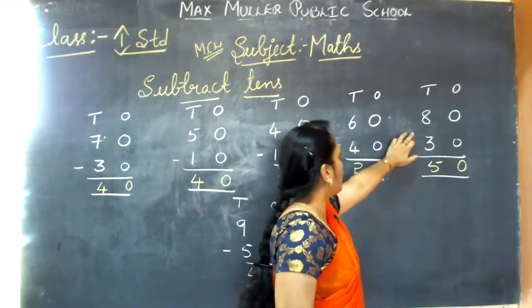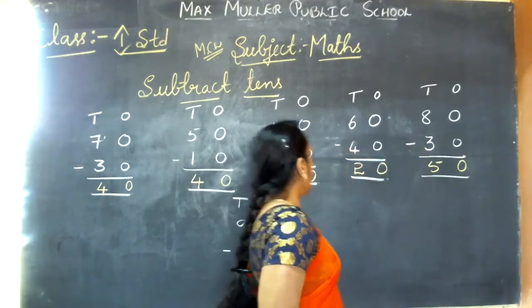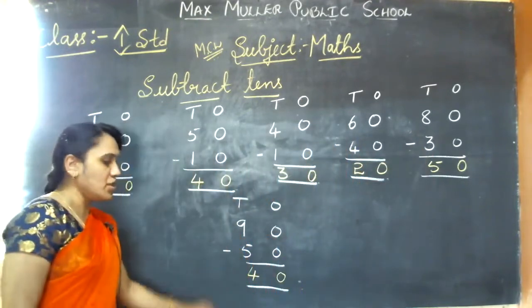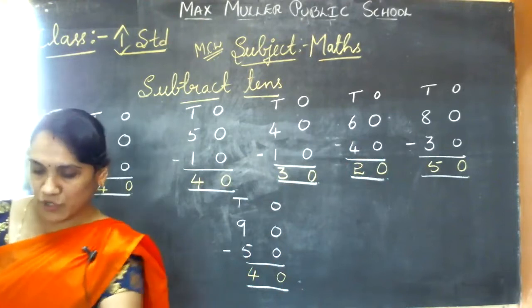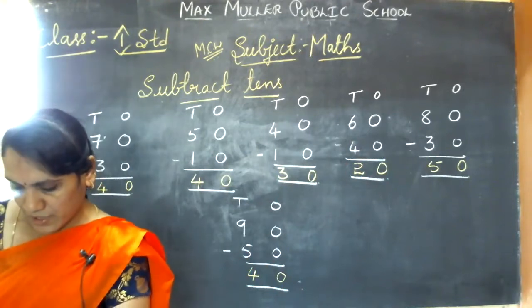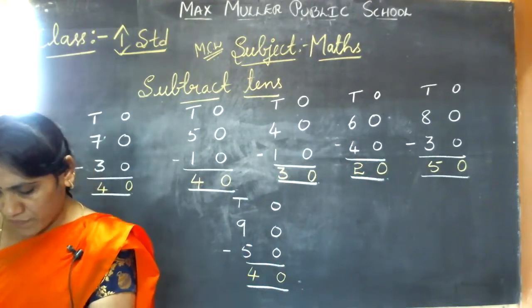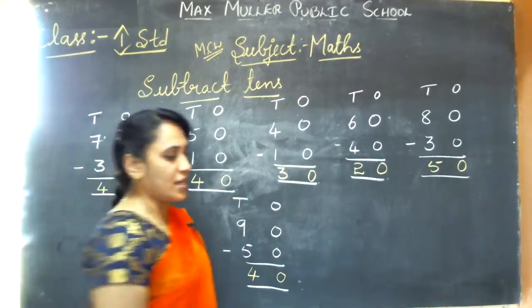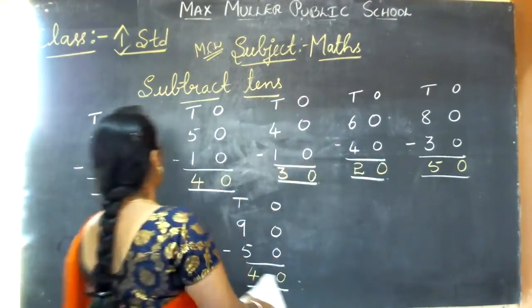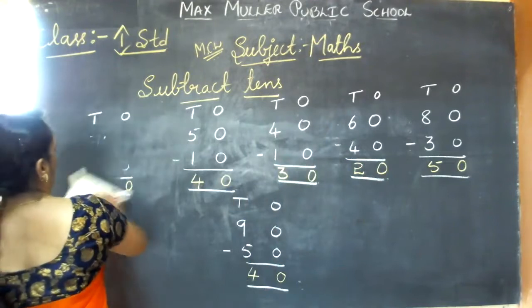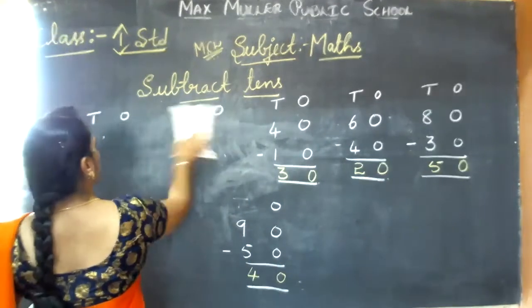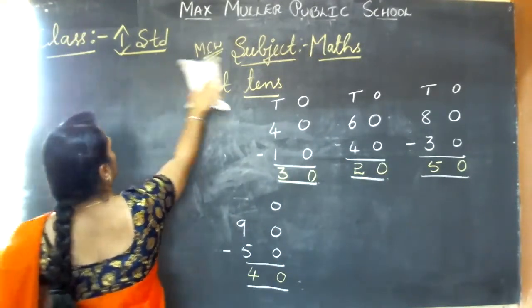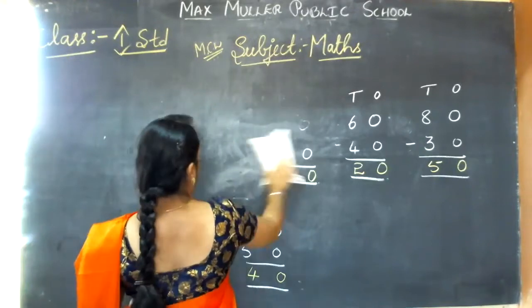How do you know? Keep it on your fingers and fold and do it correctly. 80 minus 30, 50. 90 minus 50, 40. How many mains have we written now? 3 mains. Isn't it 3 pages? Now come to the 4th page. Start on the next page. By the time I clear the board, keep the next fresh page ready, then start.